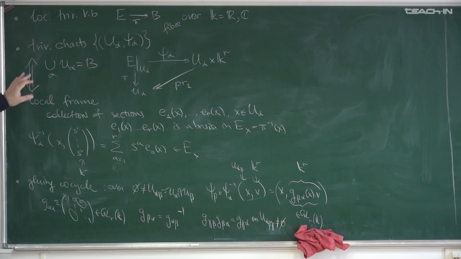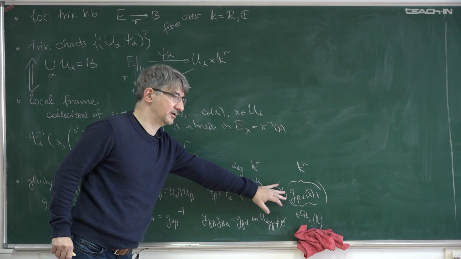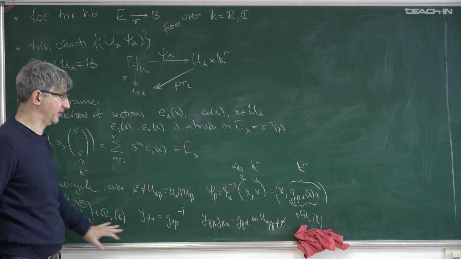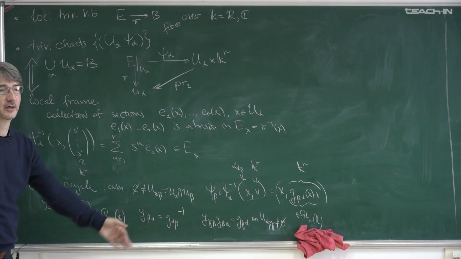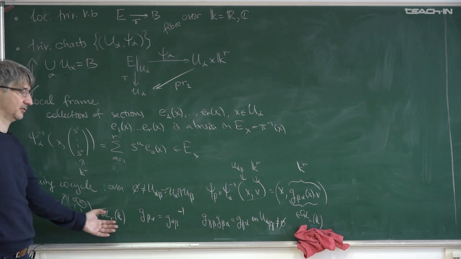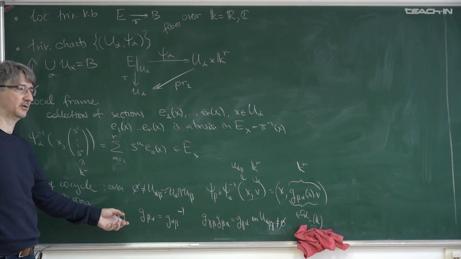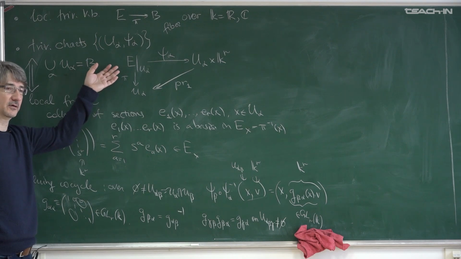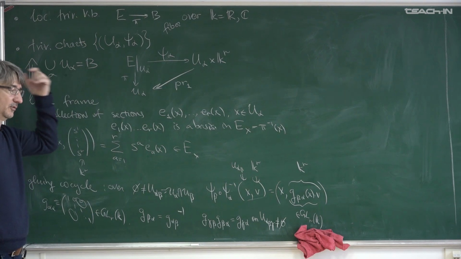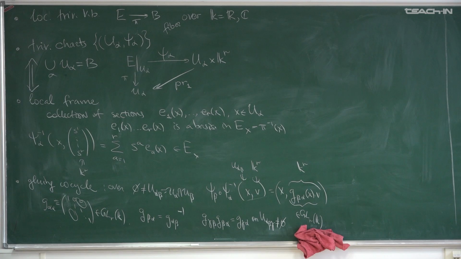So if you have a vector bundle, if it's trivialized, then you construct functions g beta alpha. They do satisfy these properties. You can go from the other side. You can choose functions which satisfy such properties and restore some vector bundle.